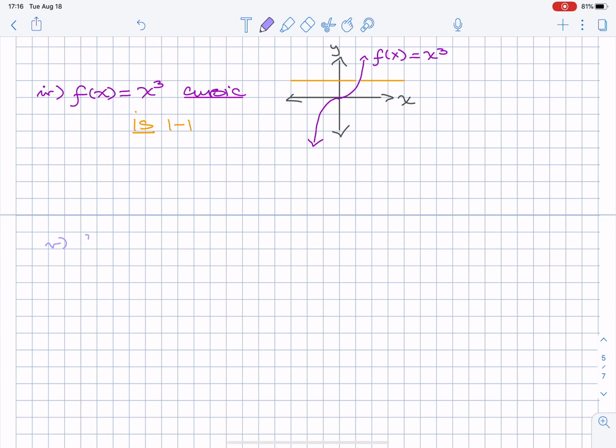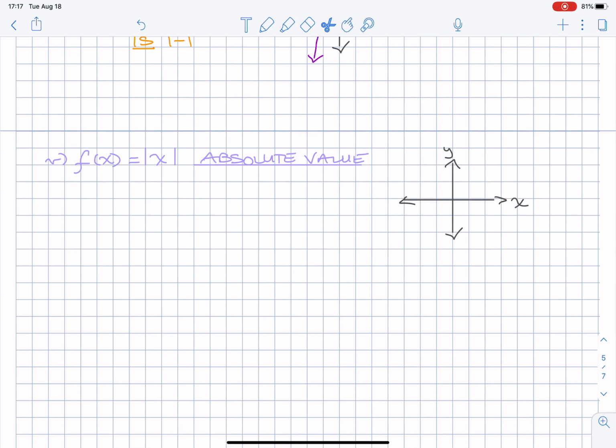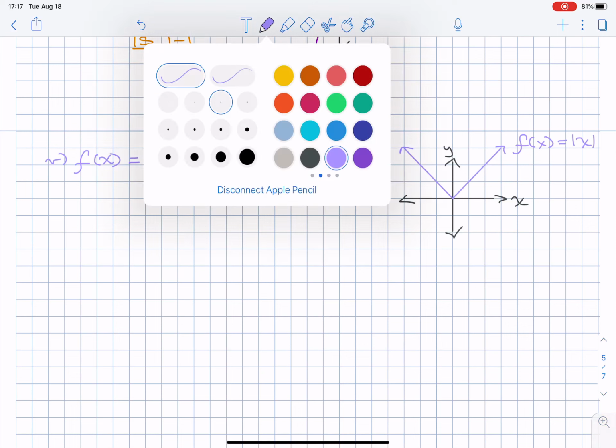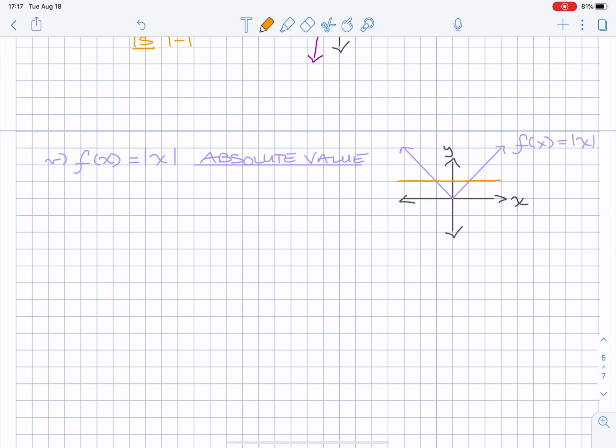Next one, number 5. Let's do f of x is equal to the absolute value of x, meaning it's always positive. So this is the absolute value function. And hopefully you remember that that looks like a V. So the absolute value function looks like so. So this is f of x being equal to the absolute value of x, which of course does not pass the horizontal line test. Agreed, I intersect more than once, so not one-to-one.